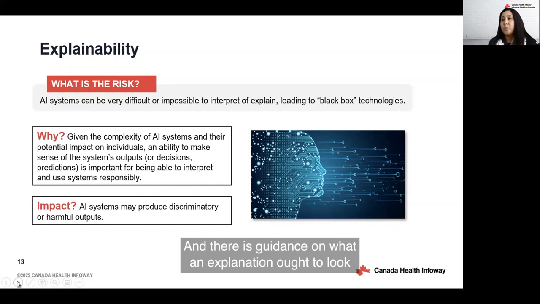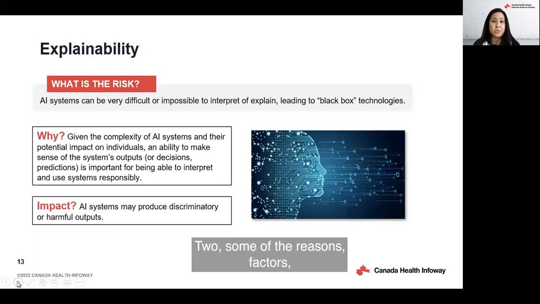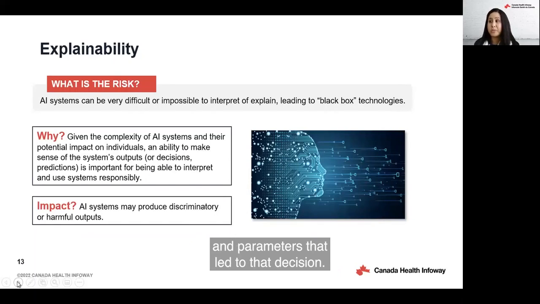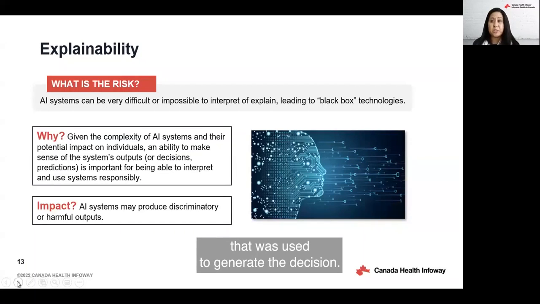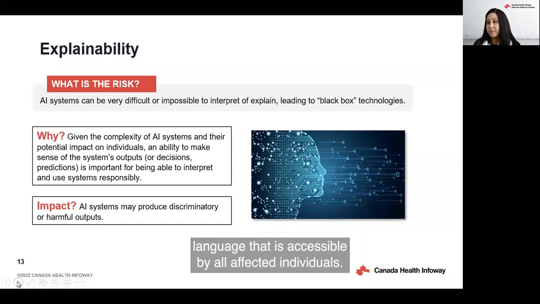And there is guidance on what an explanation ought to look like or contain, in terms of being able to explain the AI or machine learning technologies. One, a description of how the system is used. Two, some of the reasons, factors, and parameters that led to that decision. Three, details about the personal information that was used to generate the decision. And all explanations need to be in clear and understandable language that is accessible by all affected individuals.